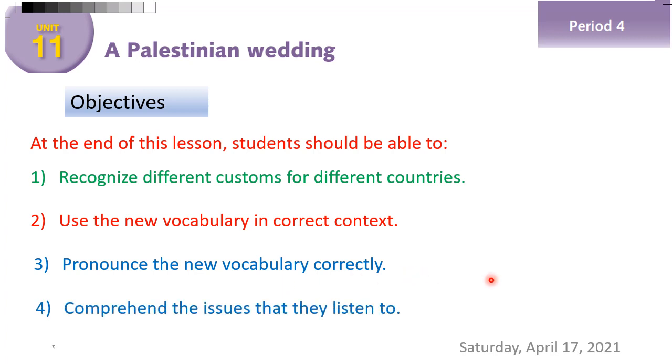And the last thing is to comprehend the issues that they listen to.